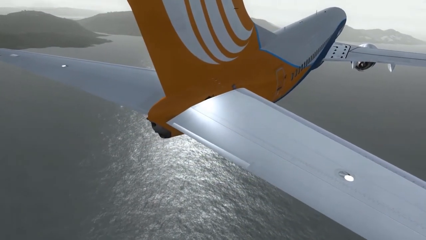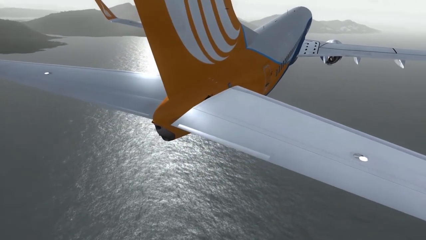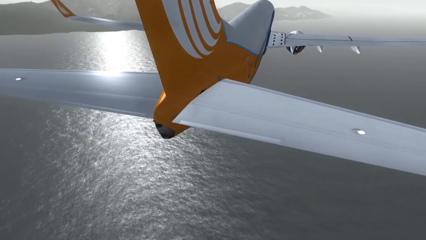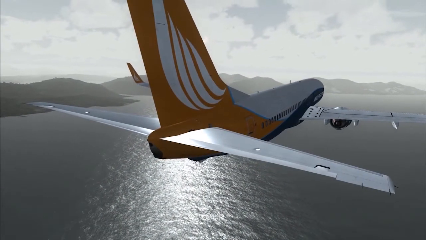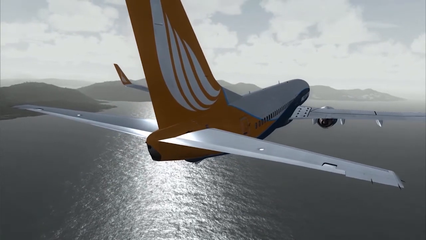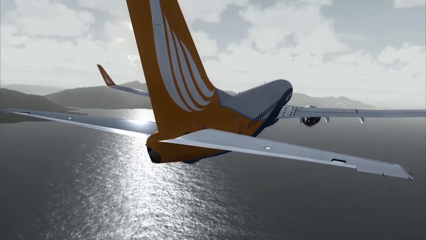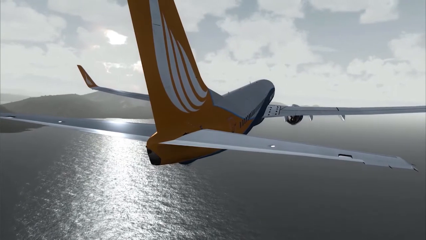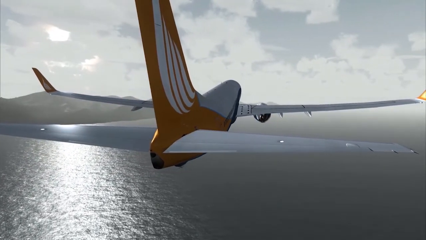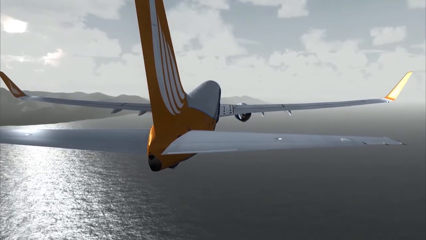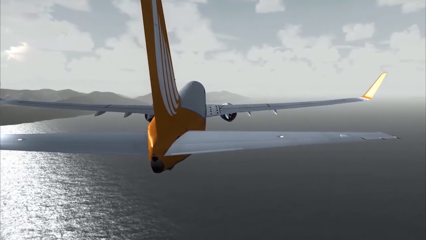The elevator PCUs also limit the amount of elevator travel. When the horizontal stabilizer is neutral and there's no input to the Mach trim actuator, which will be discussed further along, the elevator is downrigged 4 degrees, with reference to the stabilizer mean chord line. From this position, the elevator can move 24.3 degrees up and 18.1 degrees down.